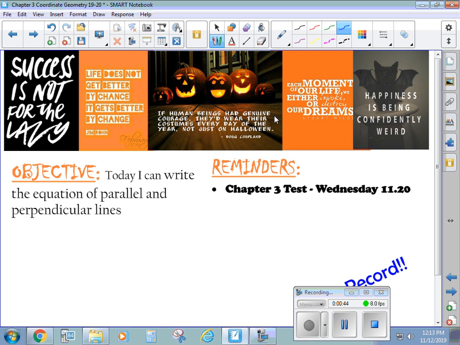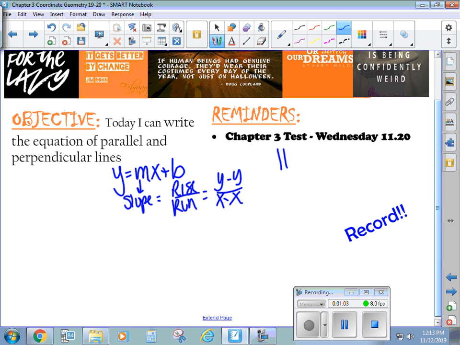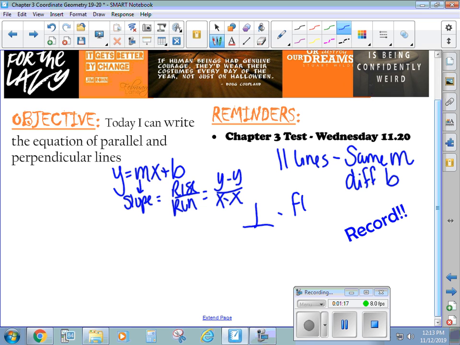So, let's talk. We've talked so far that the equation of a line is y equals mx plus b, yes? M stands for slope, which we've talked about is rise over run, which is change in your y's over change in your x's, yes? Okay, so far we have also talked about parallel lines. Have what type of slope? Same slope, different b. What about perpendicular lines? Opposite. Right, flip the fraction. And change the sign, yes?